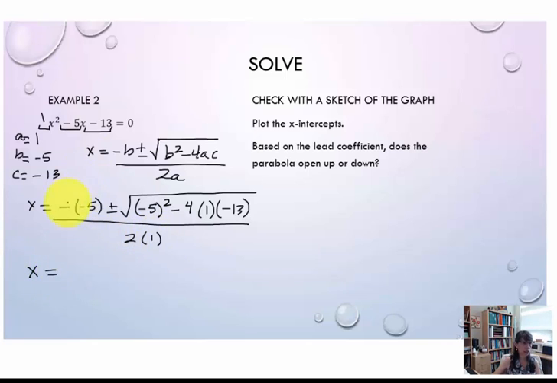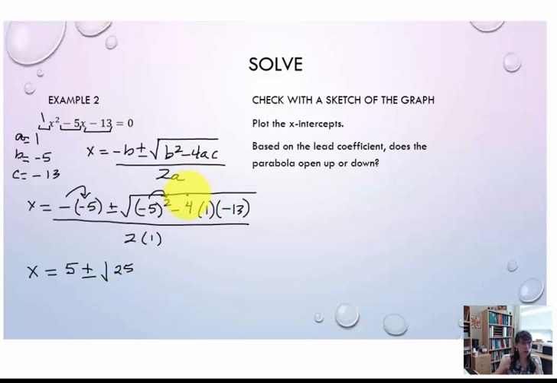Going back to x equals negative times negative 5 gives us positive 5, plus or minus. Under the radical, remember, no matter if your b value is positive or negative, once we square that quantity, it will be a positive product. So the quantity of negative 5 squared is positive 25.